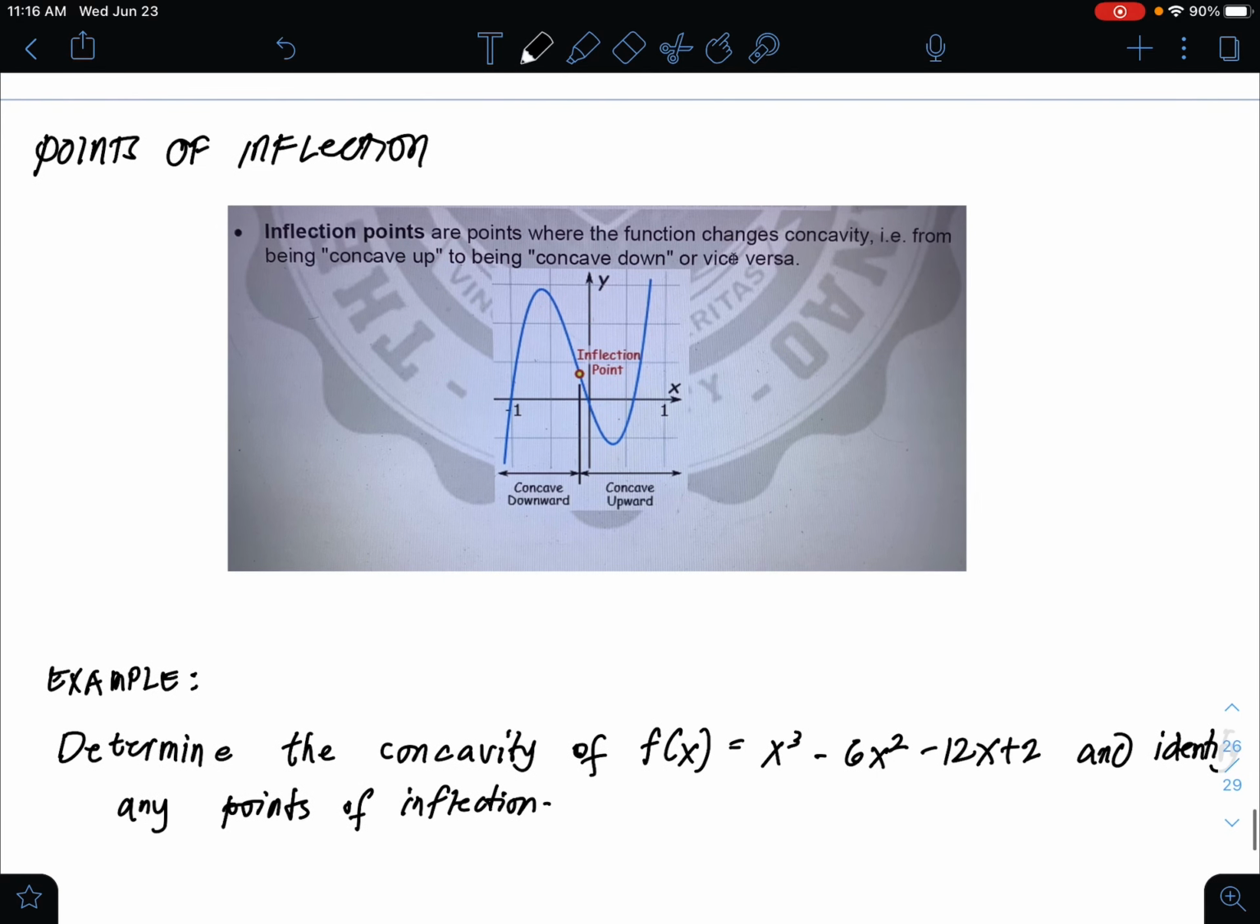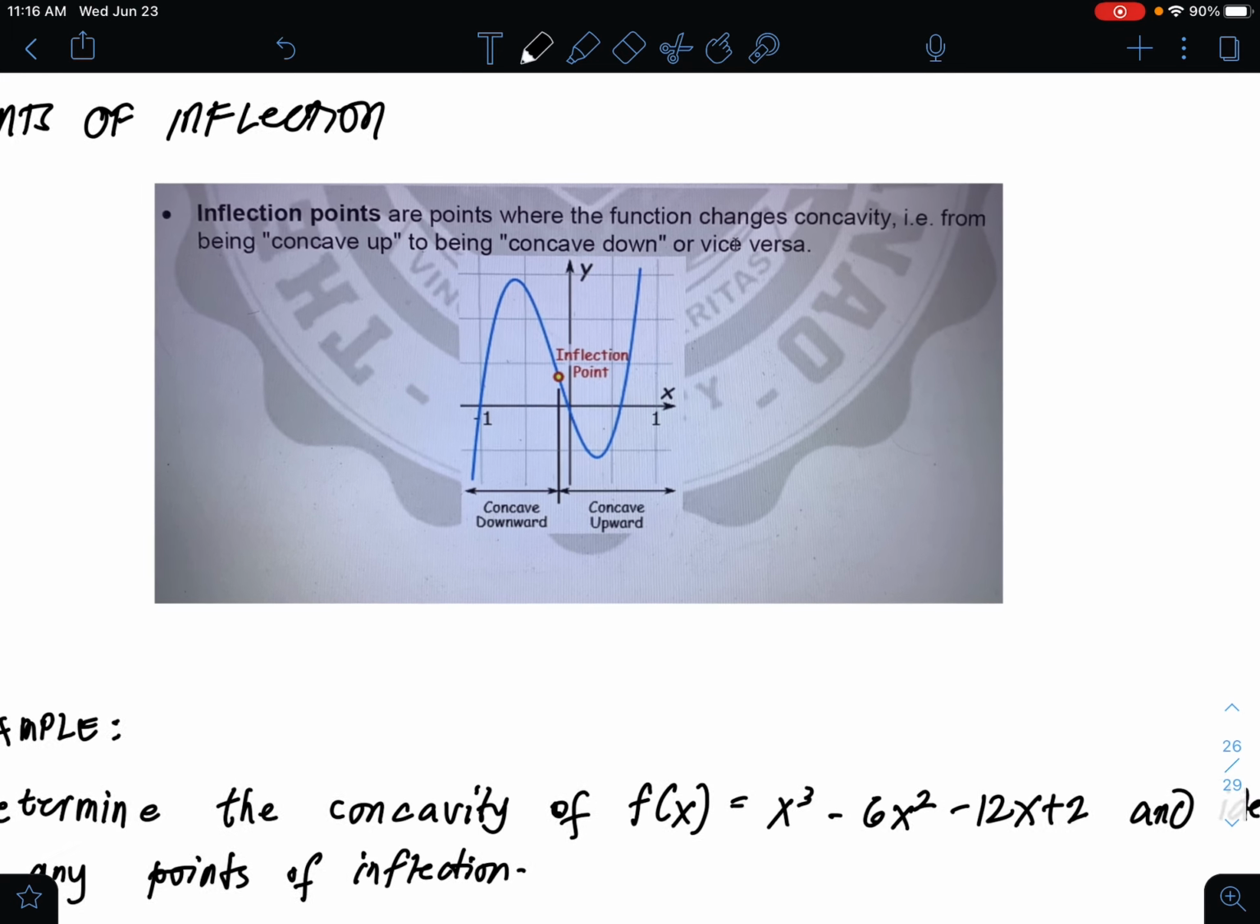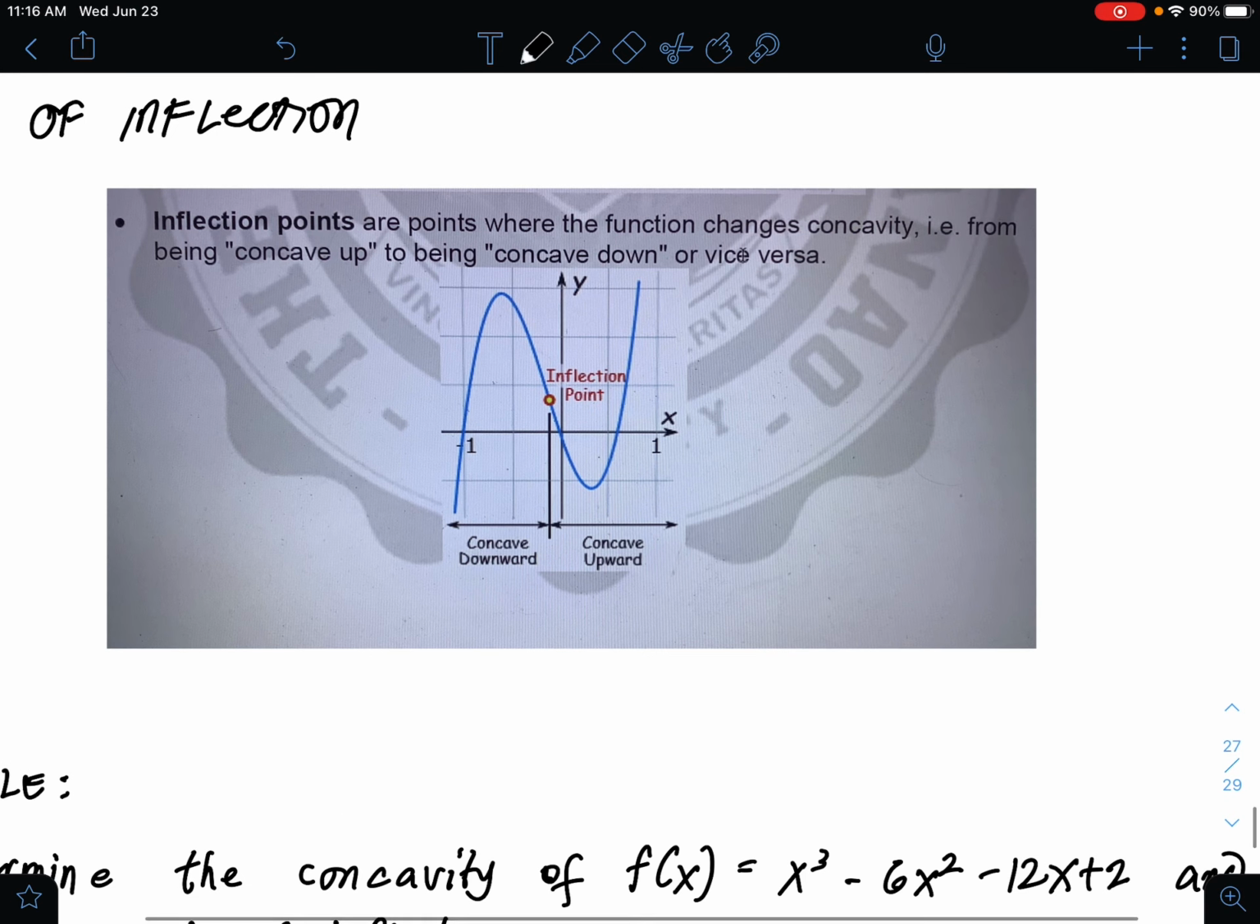Good day, everyone. So now we will be talking about the points of inflection. As you can see here, we have a graph, and an inflection point is where a function changes its concavity. Kung sa'yo pasabutan na. For example, na kay nani kaning curve diri no?